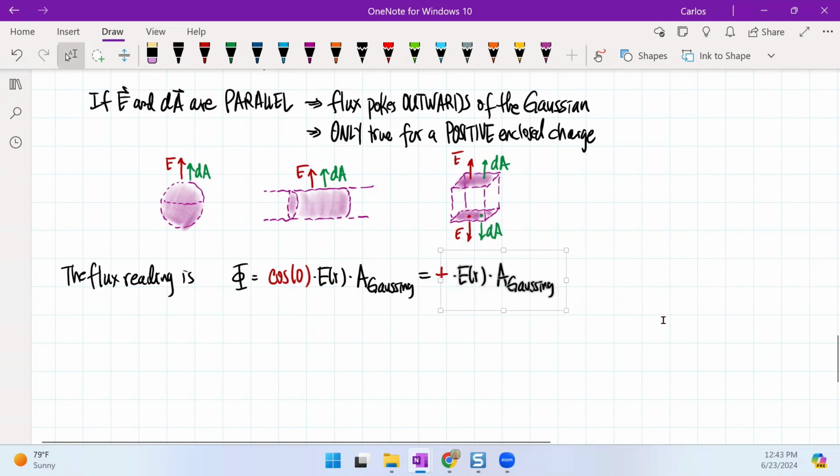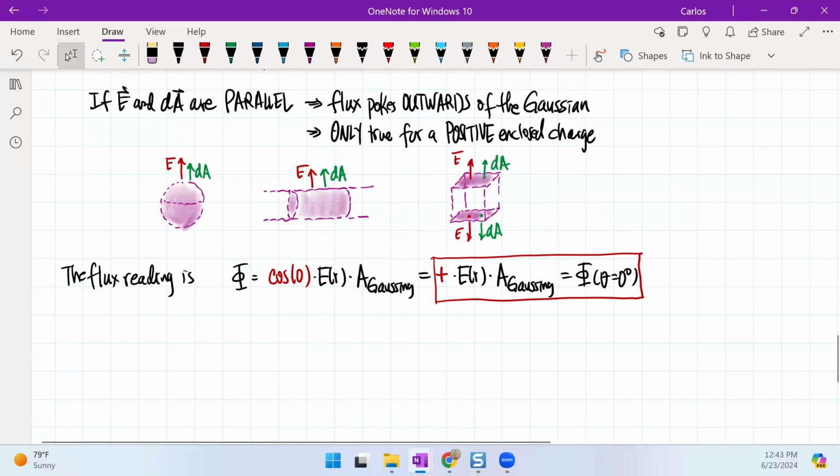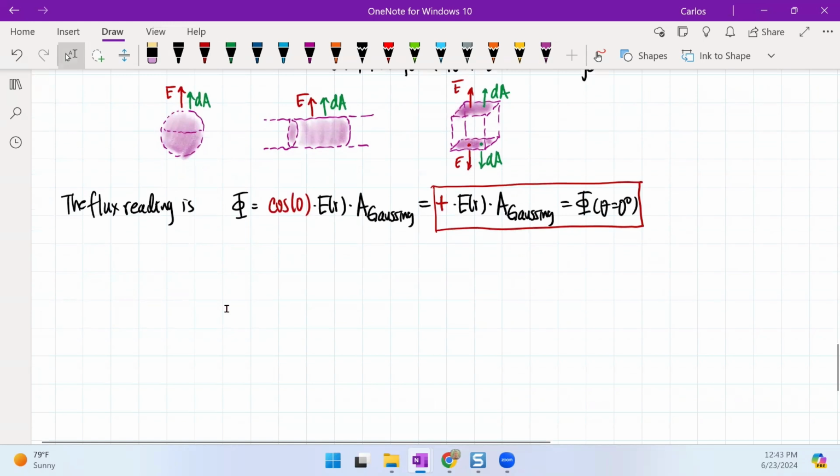So that's what we know. So when I look at this flux here, this is going to be the flux at theta equal to 0 degrees. Now I'm going to repeat the same process for 180 degrees. So I'll be a little bit faster here.